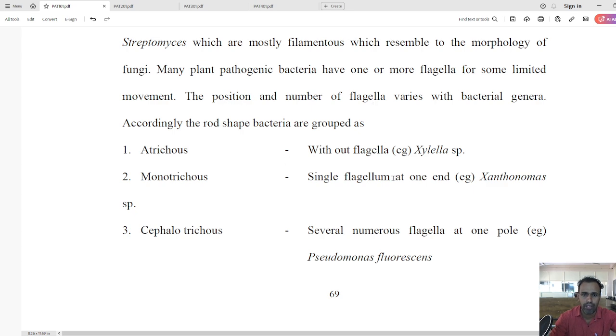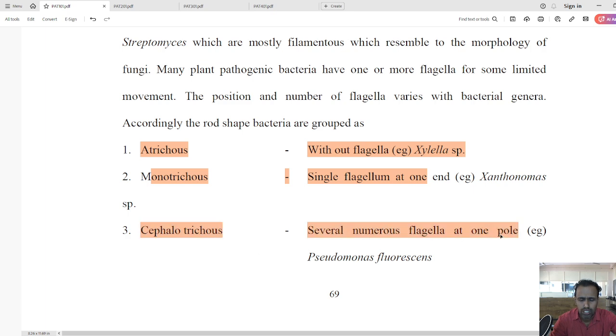Along with the rod shaped bacteria, when we classify by the position and number of flagella: without flagella, that is Xylella species, they are atrichous. Monotrichous, generally the majority of Xanthomonas are monotrichous in nature, a single flagellum at any one end. Cephalotrichous means several numerous flagella at one pole. Pseudomonas fluorescens has tufted flagella at one pole, that is known as cephalotrichous.